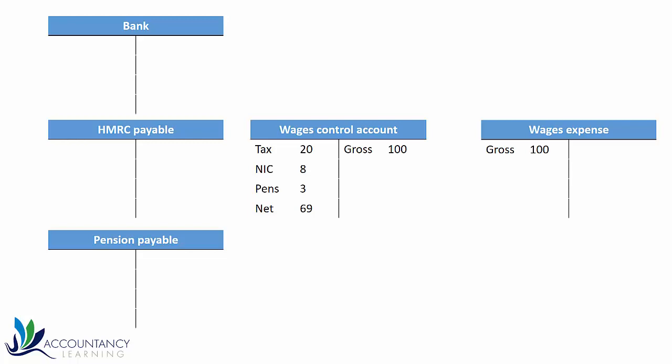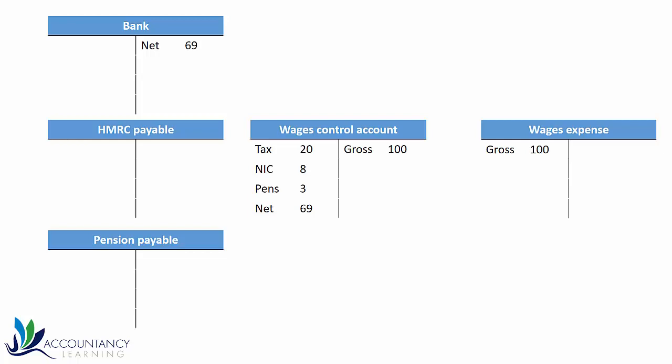So there we see what we've done with the control account. We've taken the gross of 100 and we've just analysed that between the different payees. And now what we need to do, so we've done those debits, so we need to do the corresponding credits, and that's going to flow through onto the left-hand T accounts. So we've got our net pay of 69, so that needs to go into the bank.